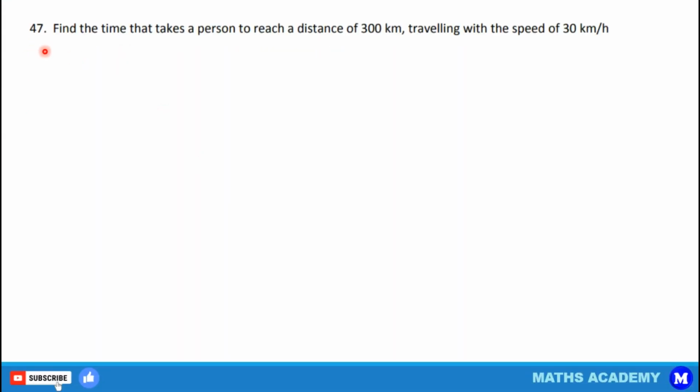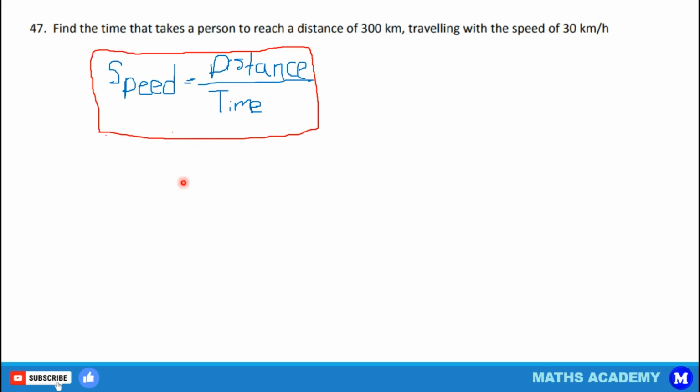Question number 47. Find the time that takes a person to reach a distance of 300 km traveling with the speed of 30 km per hour. So to find this, we can use a simple equation, speed equals distance over time. And by using that equation, we can substitute the values and subject the time and find the time that takes this person to reach a distance of 300 kilometers. So this will be the simple equation to calculate the time.